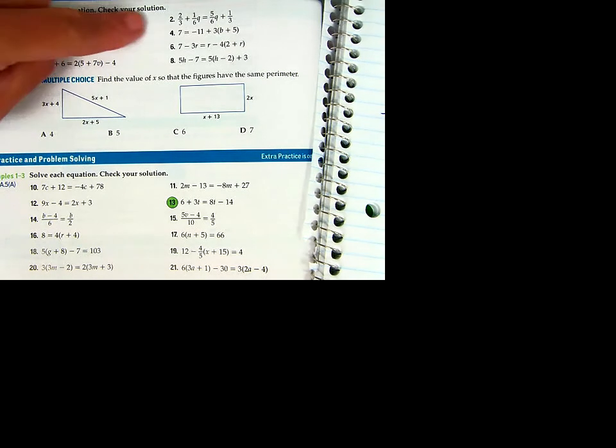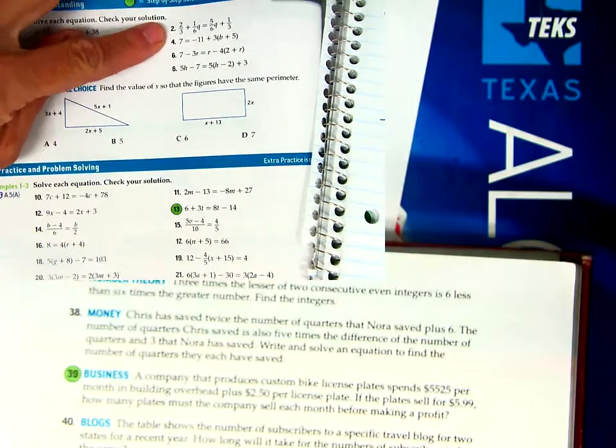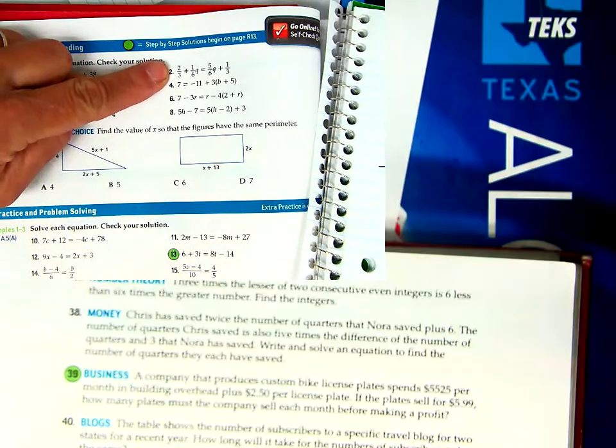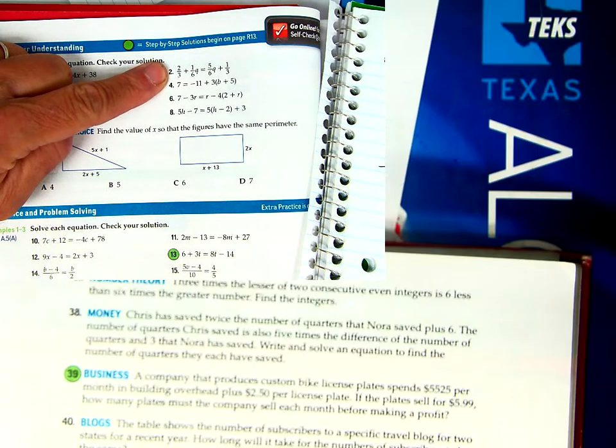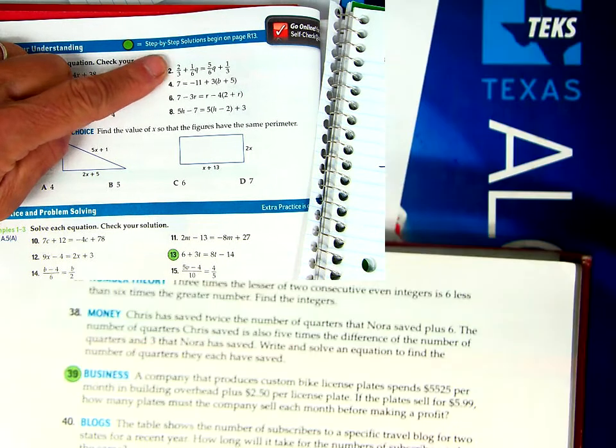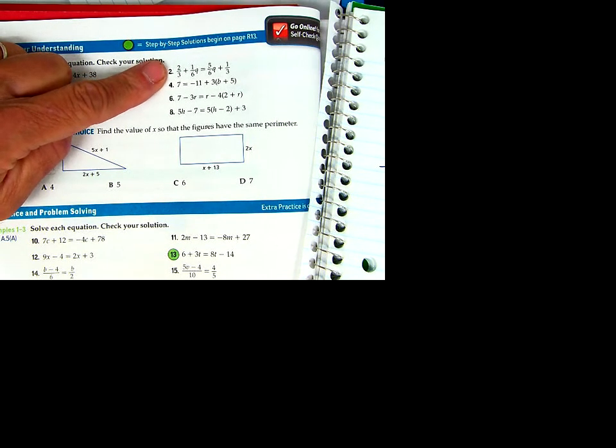I'm going to go ahead and do number 2 because it has fractions in it. Look, fractions are just numbers. It's just a different way to write a number. There's really no reason to be apprehensive about fractions. You just freak out for some reason. So let me go ahead and do number 2.